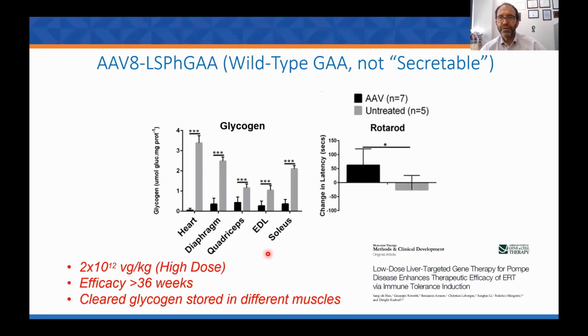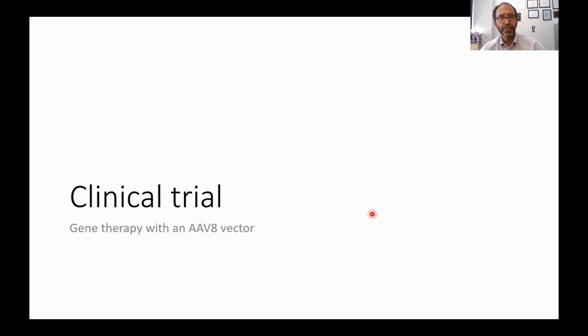And then this is another experiment from our group, again, a moderate dose comparable to what I showed you for the secretable GAA, but out past 6 months and really reducing the glycogen content compared with untreated mice with Pompe disease across the heart, diaphragm, quadriceps, and other muscles. And the mice actually had improvement on this rotarod testing that measures their neuromuscular function. So we could call it a clinical benefit. So either a normal unmodified GAA or a secretable GAA can be used for a liver-based gene therapy.